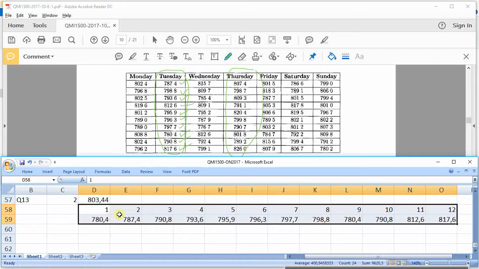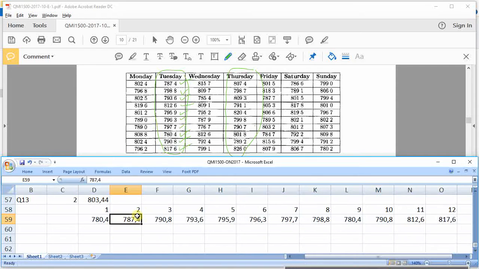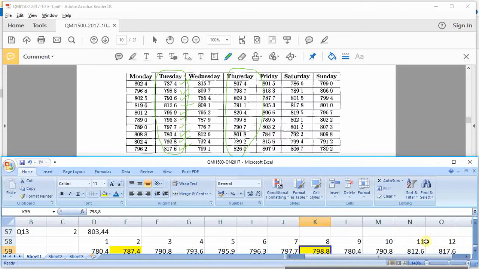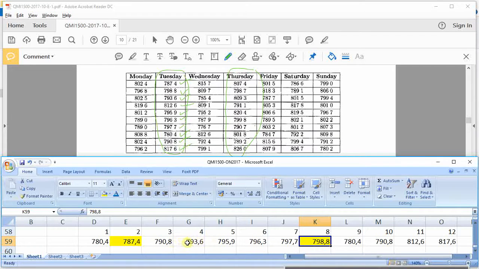Okay, just read the numbers. Just start from the top. It's 787.4. Fine. Highlight. 798.8. Highlight. 793.6. Highlight. Such a dumb question, really. 812.6. Fine. 795.9. Fine. 796.3. Fine. 797.7. Fine. 780.4. Fine. 790.8. Fine. 817.6. Fine. Okay, so where did these two figures come from?